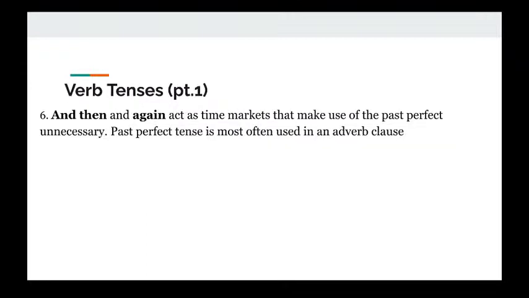And the last rule I have for verb tenses, aka verb forms part 1, is that then and again act as time markers that make use of the past perfect unnecessary. Past perfect tense is most often used in an adverb clause.